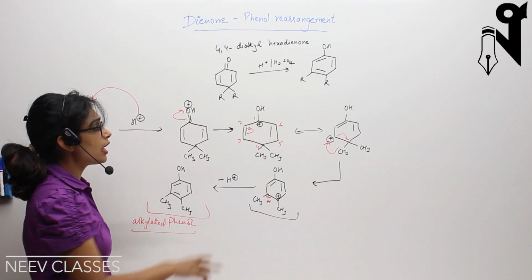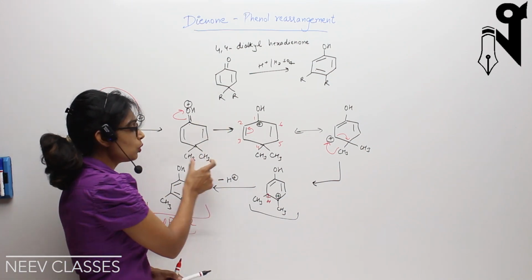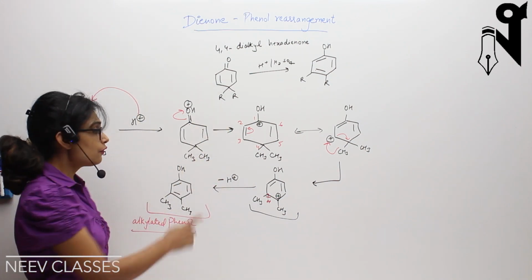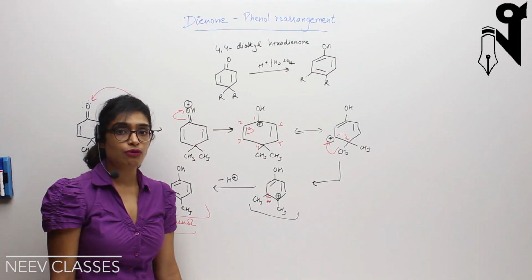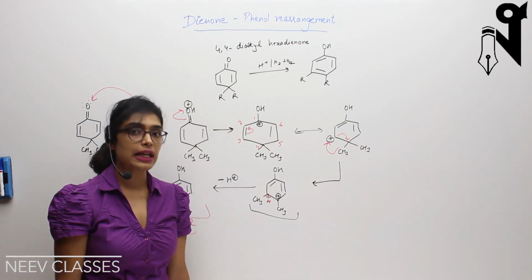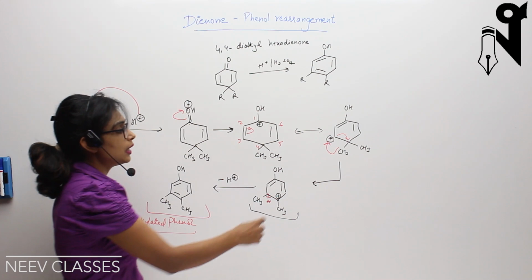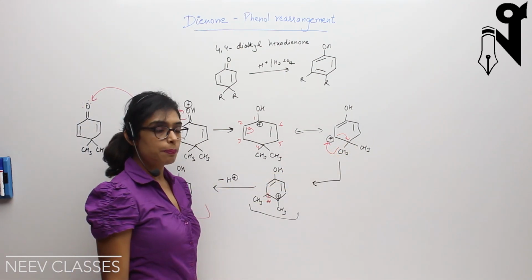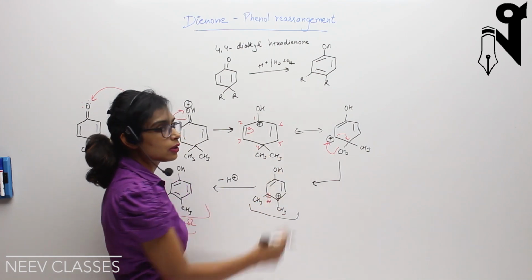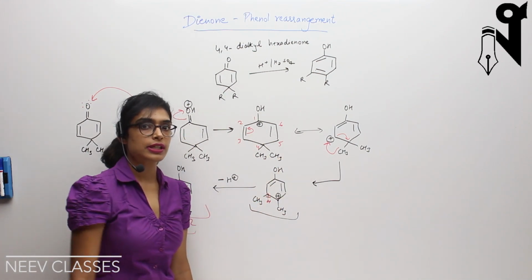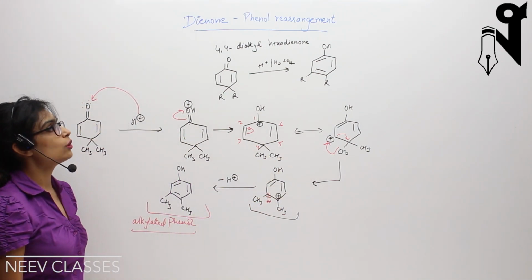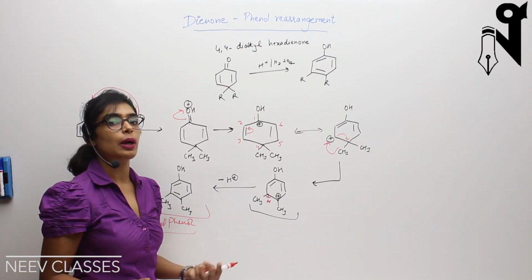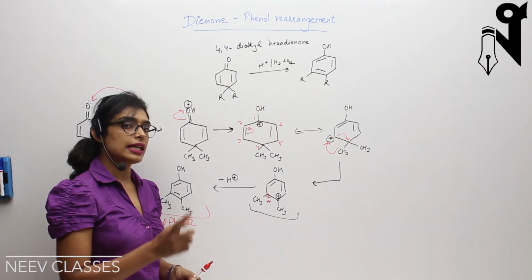Now here it really doesn't matter which R group we are shifting because both the R groups were the same. But if we have two different R groups over here, we will have to check which group will migrate, and the group which will increase the stability of the plus charge will stay on the fourth position and the other group will migrate. So we will see some other examples to understand this dienone phenol rearrangement where we have two different types of R groups present. Okay, let's see the next example.